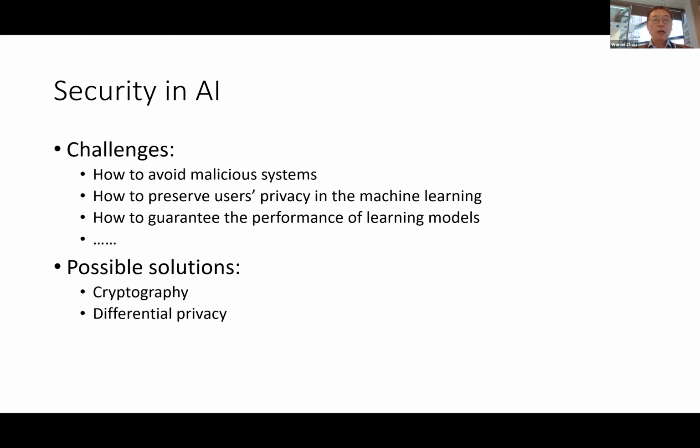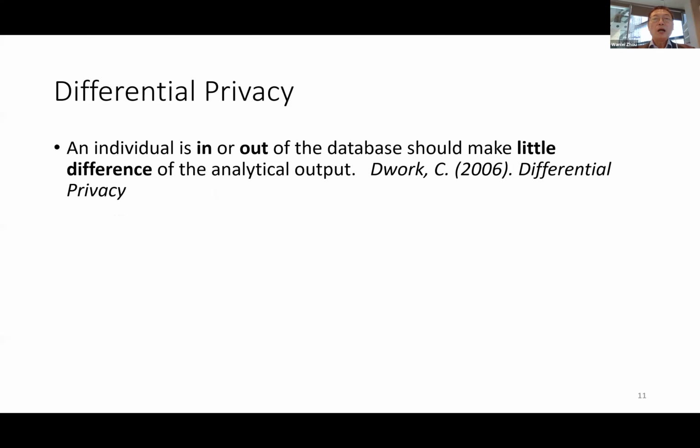There's a number of possible solutions. Obviously, cryptography is one that we can see, but there are lots of difficulties using crypto as well. I won't go into the details of using crypto, but one thing that we have been using to answer these challenges is differential privacy. So what is differential privacy? It's kind of a principle that if an individual is in or out of a data set, it should make little difference to the analytical output of the result. That's sort of a definition of DP.